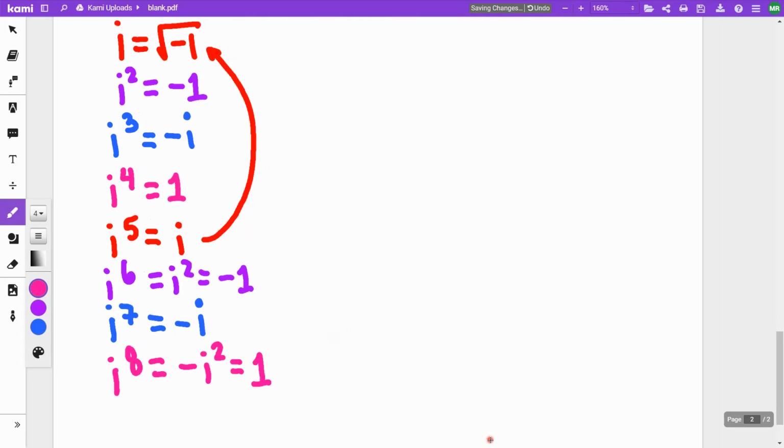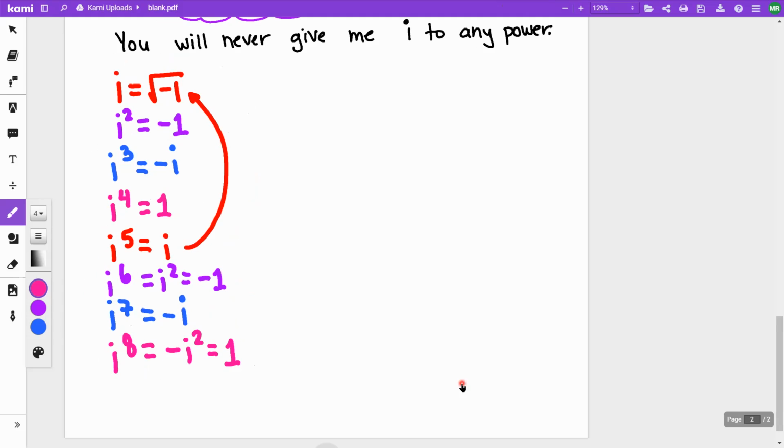So you see, I'm getting the same values here. This is i, then I got a -1, then I got a -i, then I got a 1. And then I got an i again, then a -1 again, then a -i again, and then I got a 1. So what's happening here is i to a power is in cycles. i to a power is in cycles of 4.